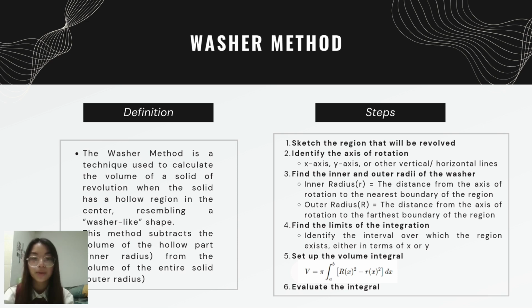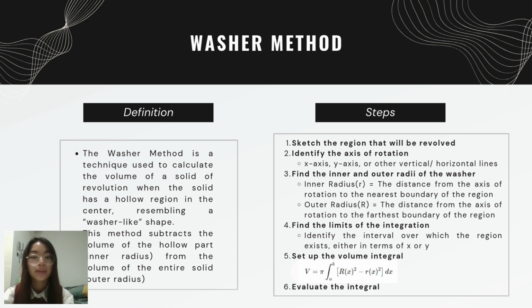There are a few steps to the washer method. Firstly, we sketch the region that will be revolved. Then we identify the axis of rotation, whether that is about the x-axis, y-axis, or other vertical or horizontal lines. Then we find the inner and outer radii of the washer. The inner radius, which is denoted by the small r, is the distance from the axis of rotation to the nearest boundary of the region. The outer radius, which is denoted by the big R, is the distance from the axis of rotation to the farthest boundary of the region.